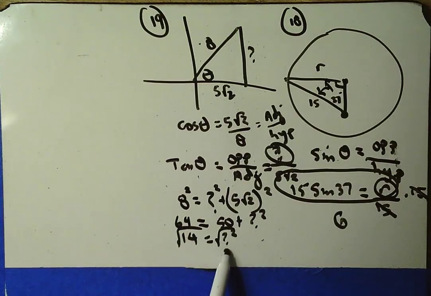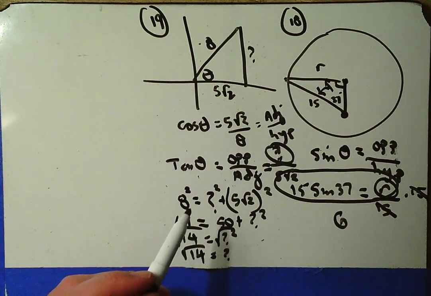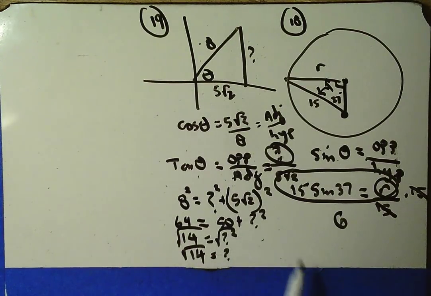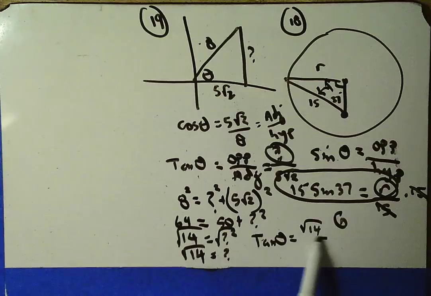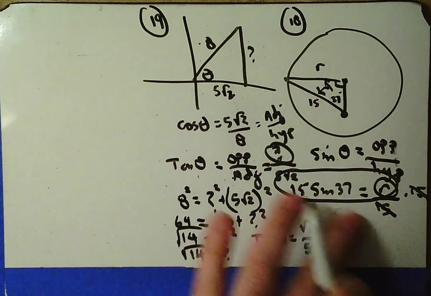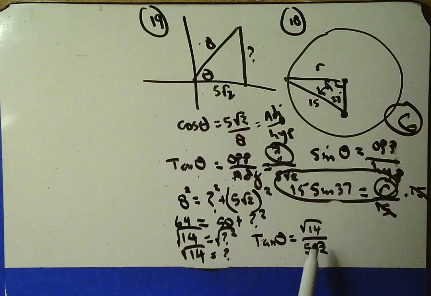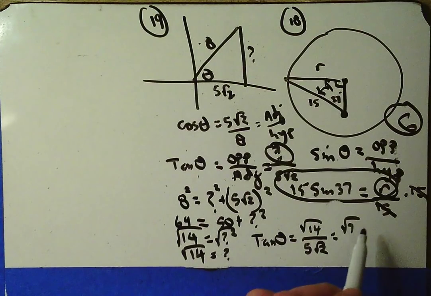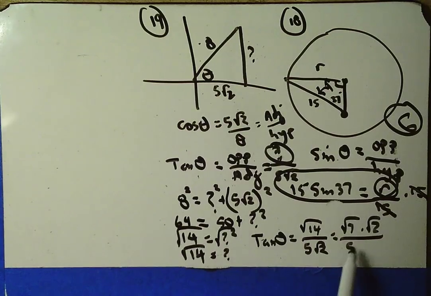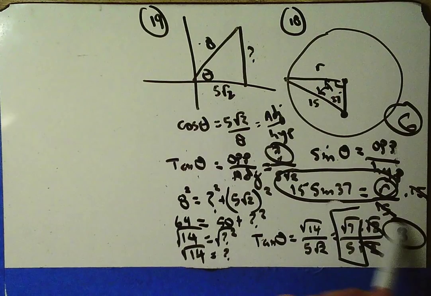And so when I take the square root of both sides, I get the square root of 14 is the opposite side. And since tangent is opposite over adjacent, we know that the tangent of theta must be that opposite side over the adjacent side, 5 root 2. Now when I look at my choices, I don't see this choice, but I do recognize that the square root of 14 could be written as the square root of 7 times the square root of 2 over 5 times the square root of 2. These square root of 2's can cancel, giving me root 7 over 5, which is choice B.